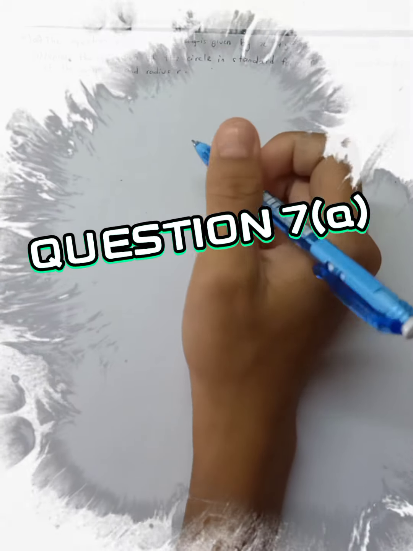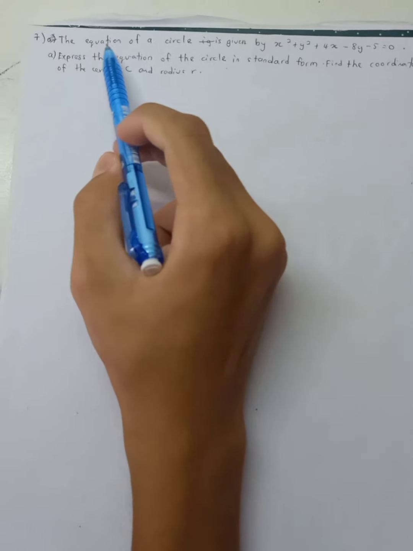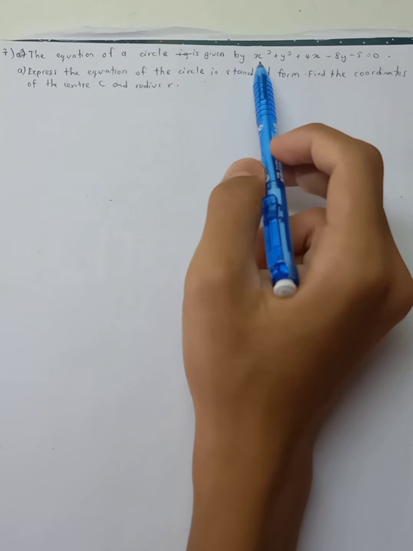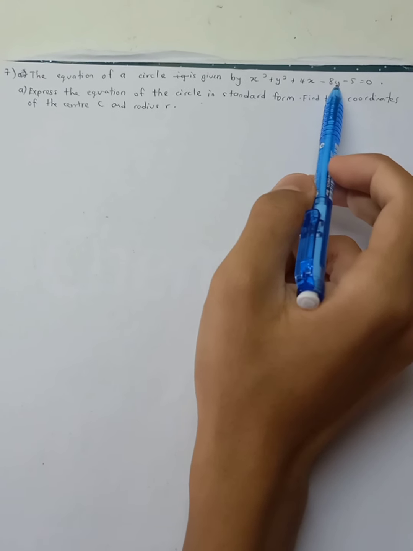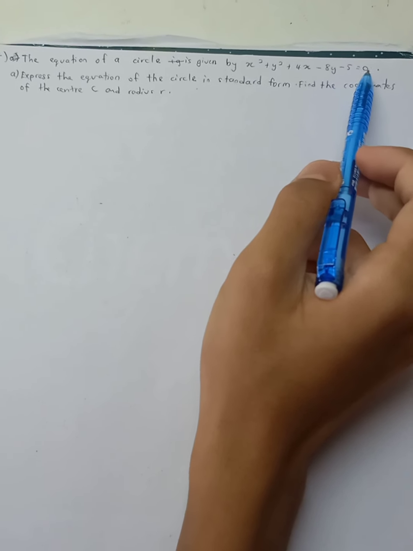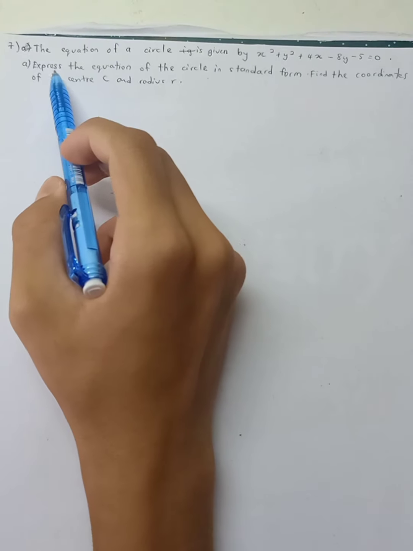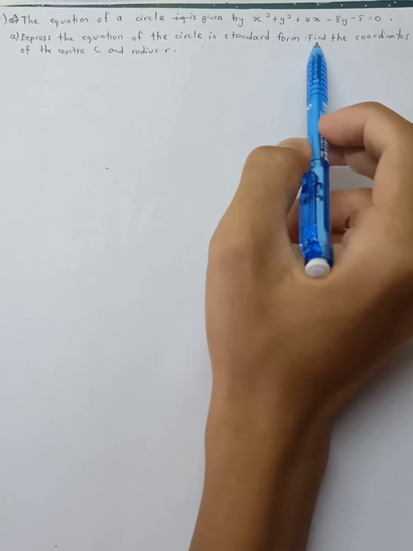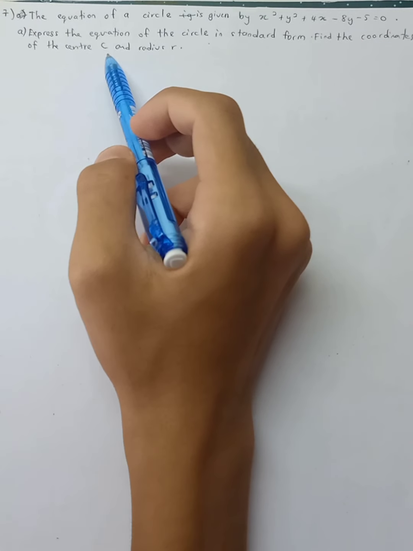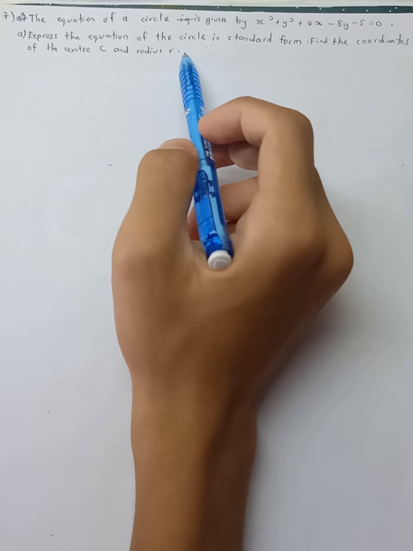So question 7. The equation of a circle is given by x squared plus y squared plus 4x minus 8y minus 5 equal to 0. 7a. Express the equation of the circle in standard form. Find the coordinates of the center C and radius r.